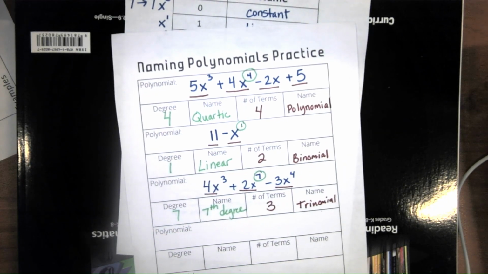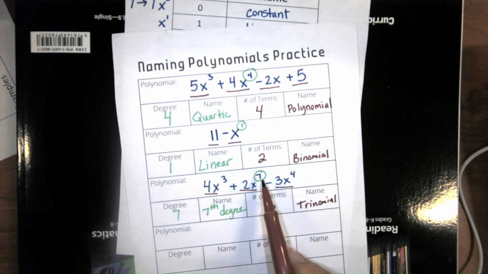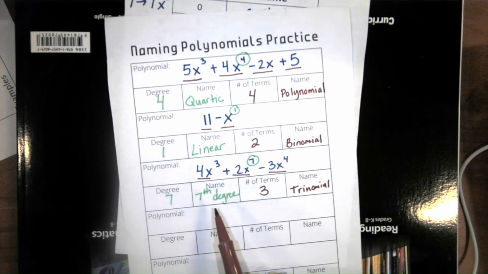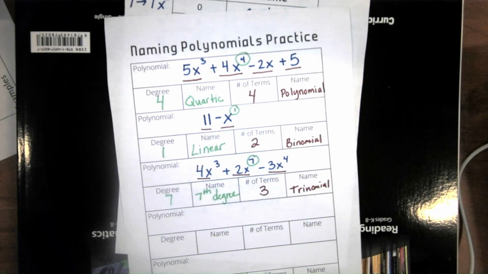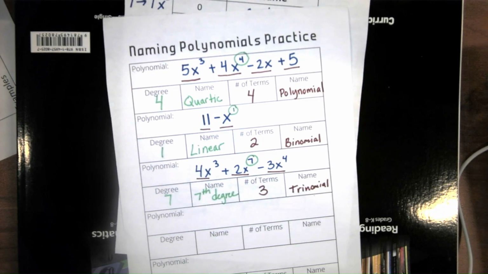Alright, so our degree is 7, because 7 is the highest exponent, so we call it a 7th degree. We take the n out and put a 7 in its place. And then it has 3 terms, so we call it a trinomial. So this is a 7th degree trinomial.